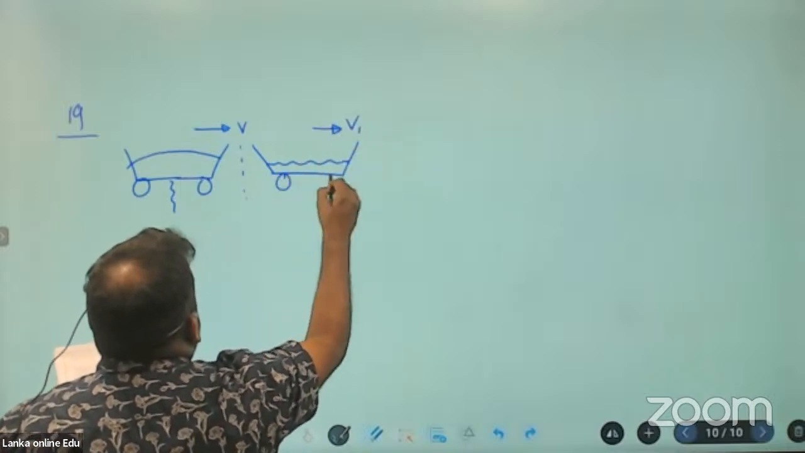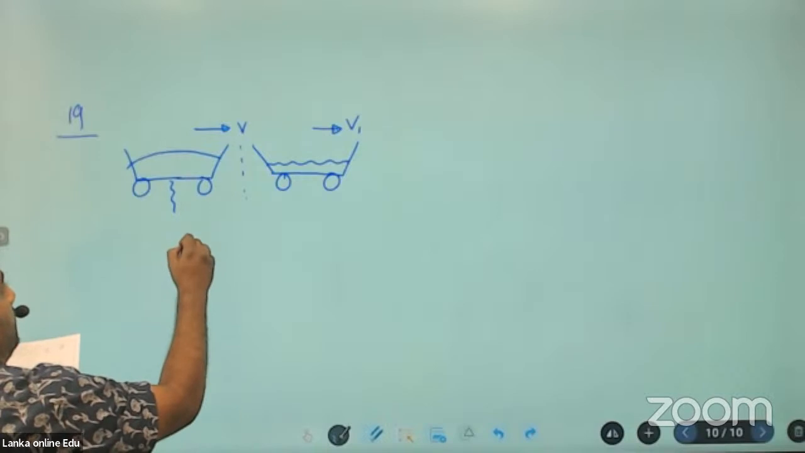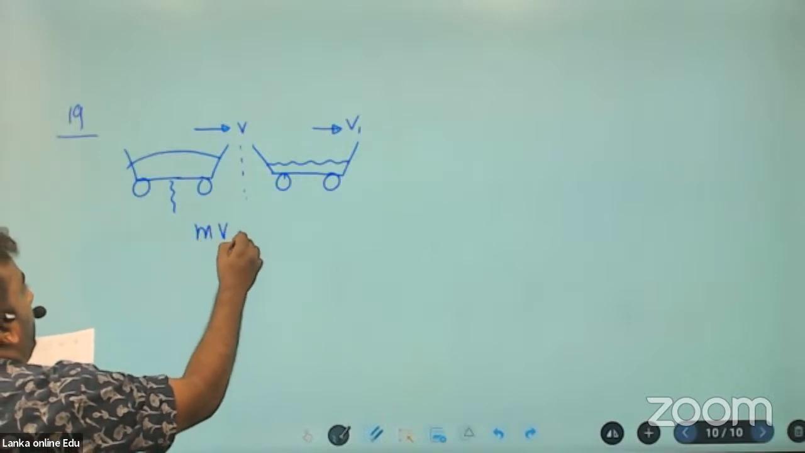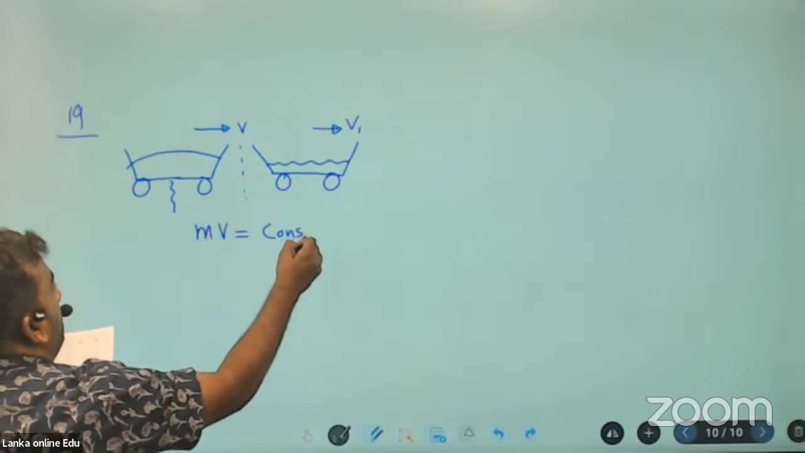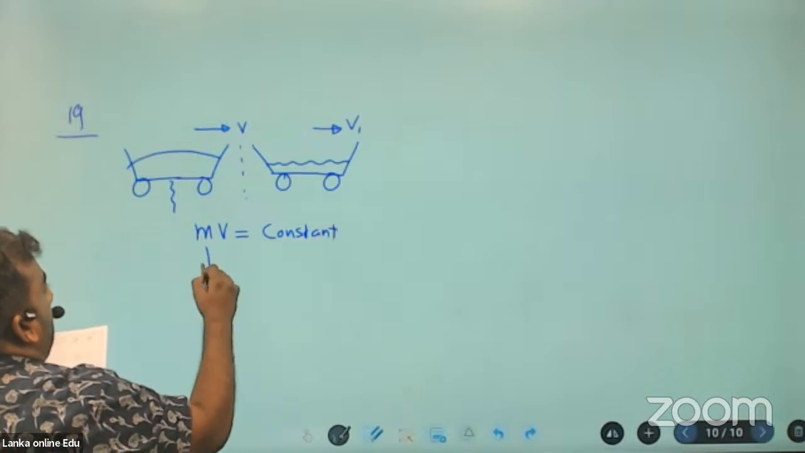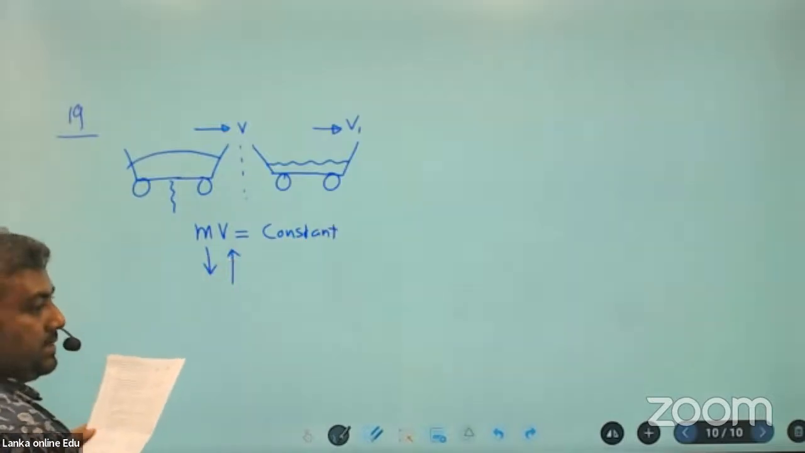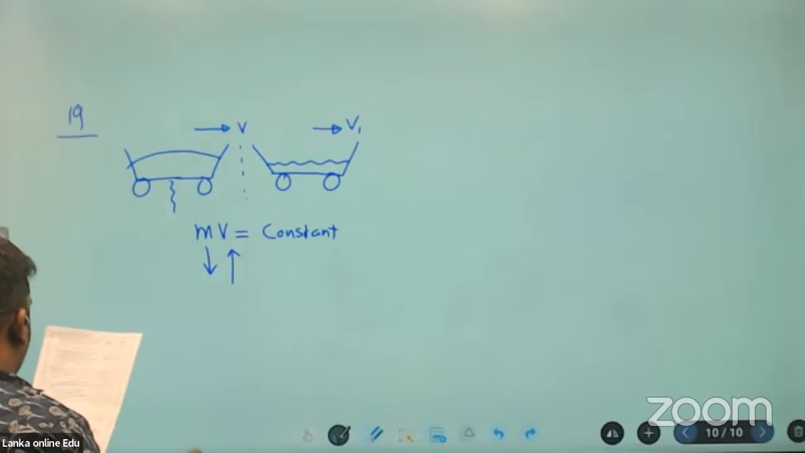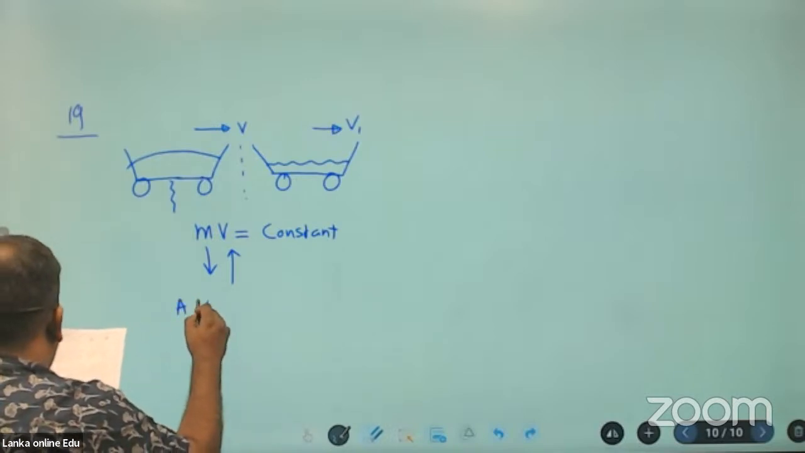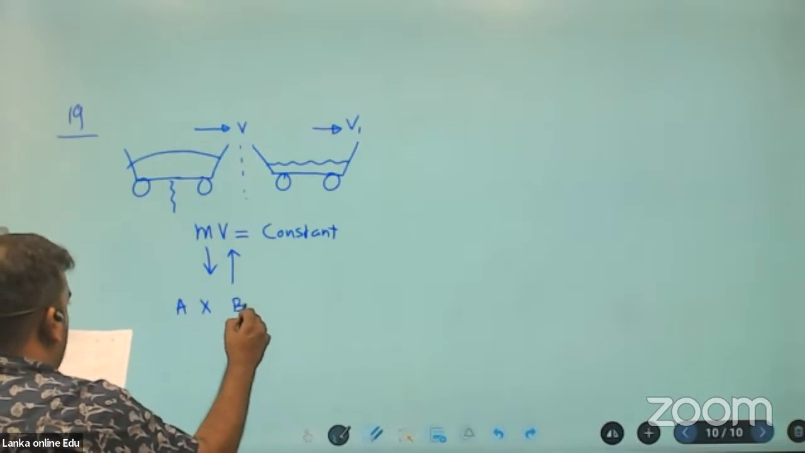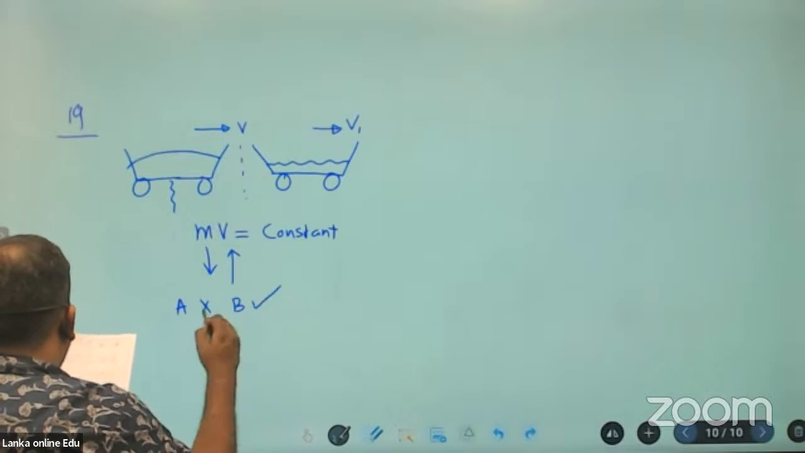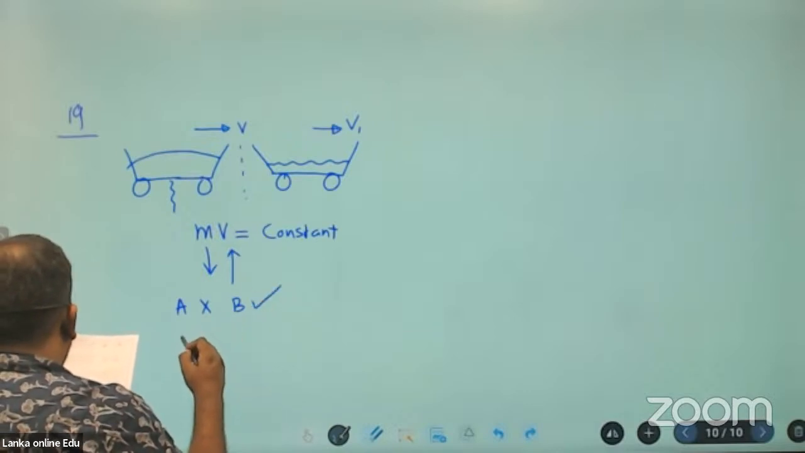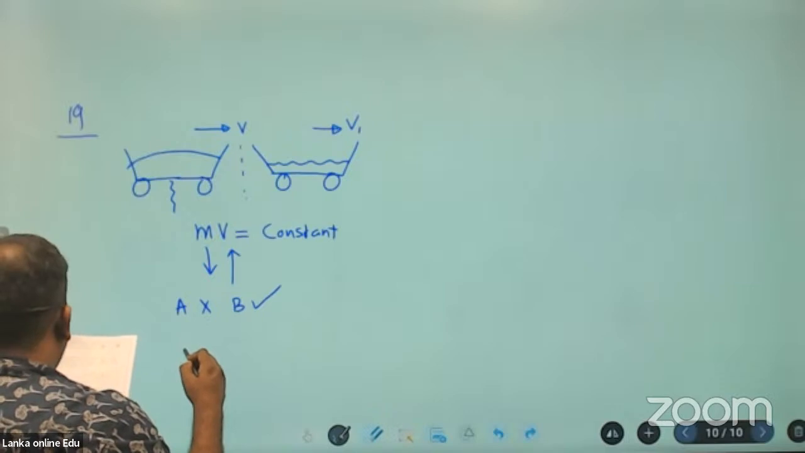Guaranteed, momentum will change. So momentum is conserved, MV is constant. What's going to happen? Mass reduces, velocity will increase. So velocity of the truck decreases with time, wrong. Velocity of the truck increases with time; kinetic energy decreases with time.